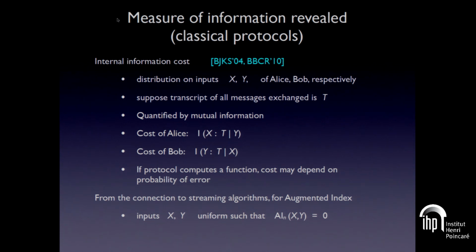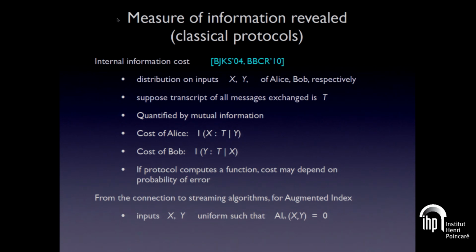The information revealed by Alice, which we call the cost for Alice, is measured by the mutual information of her input with the classical transcript. Now, this is conditioned upon the input for Bob. And the idea is that you would like to measure the additional information that you get about X through the transcript over what you got by the correlations between X and Y to begin with. And similarly, you can quantify the information revealed by Bob. And this is the mutual information of Y with the transcript given X, which is Alice's input.